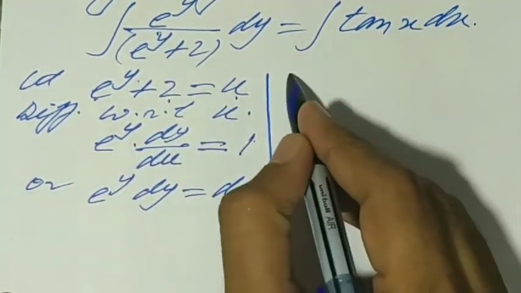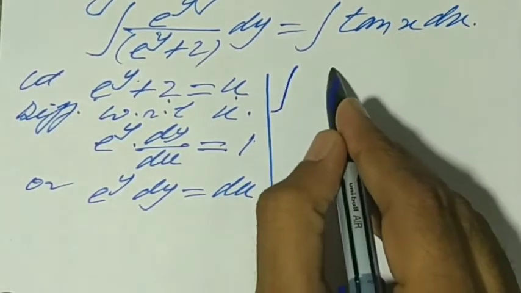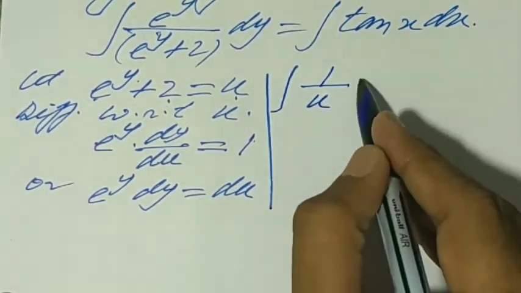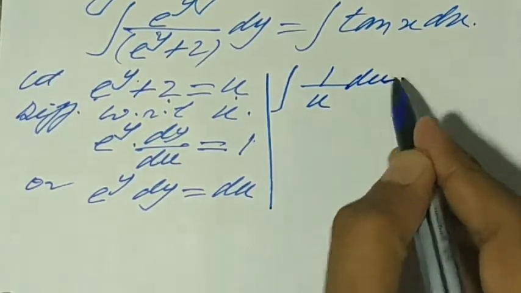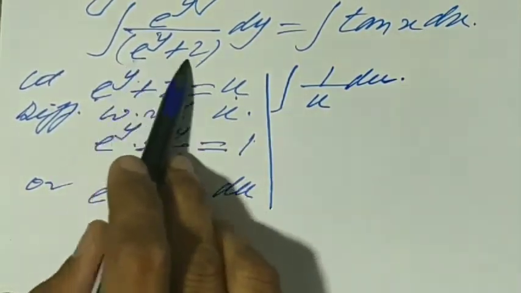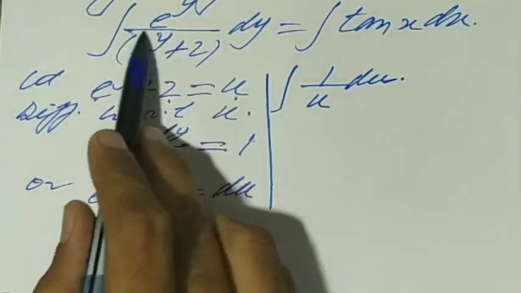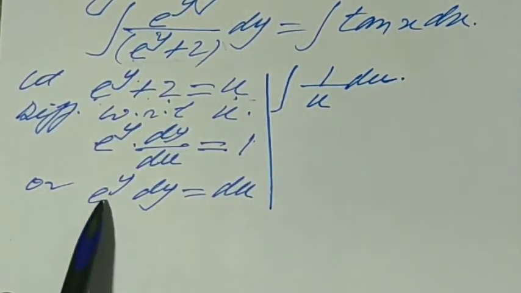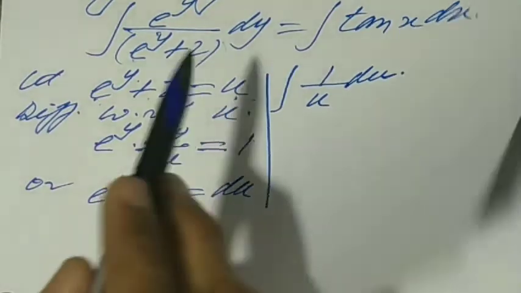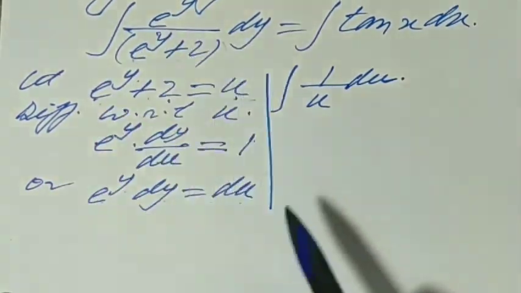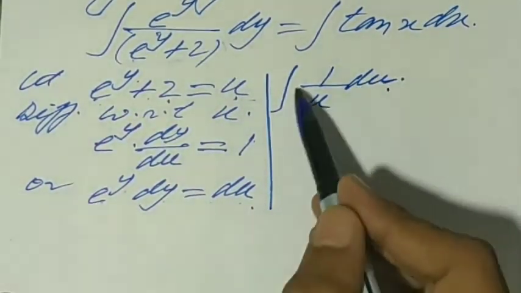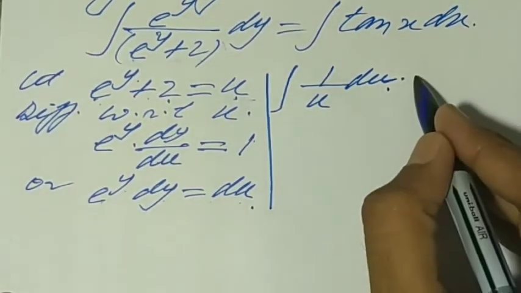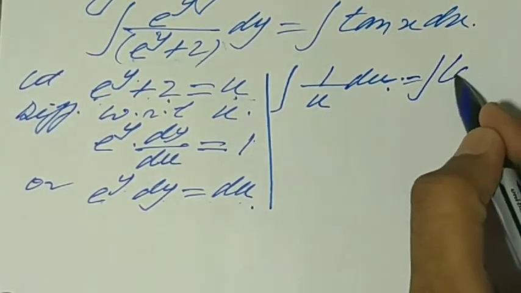the left hand side becomes 1 upon u du, because we have assumed e raised to the power y plus 2 as u, so here we write only u, and by this substitution we have e raised to the power y dy is equal to du. So in place of e raised to the power y dy, we have written du. So we have integral 1 upon u du is equal to integral 10x dx.